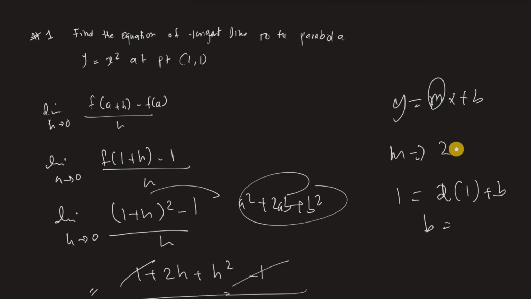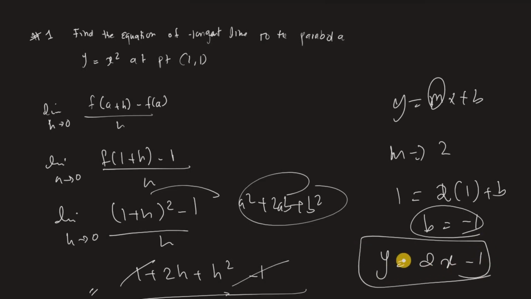Sorry, this has to be a 2 because we have to multiply the slope, so 2 times 1, that's a 2. Okay, and then we have to subtract from there, so then our b happens to be negative 1, so then it has to be y equals 2x minus 1. This is the equation of the tangent line. Okay, so now let's move on to the second question.